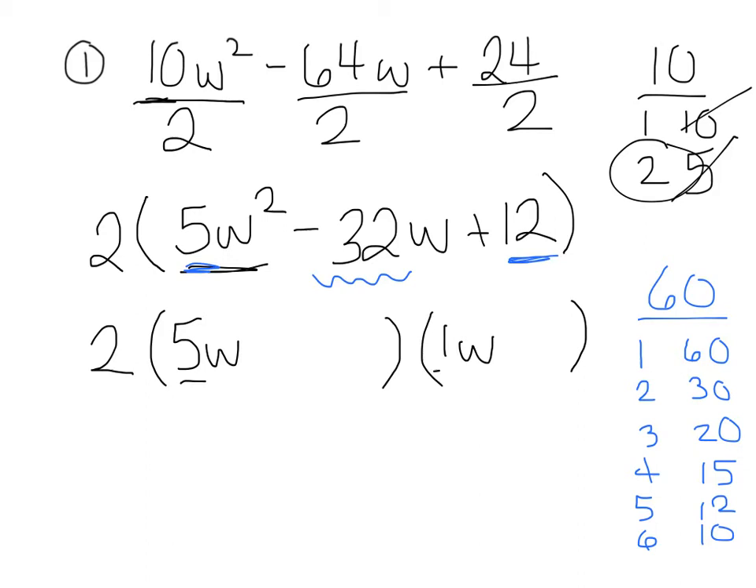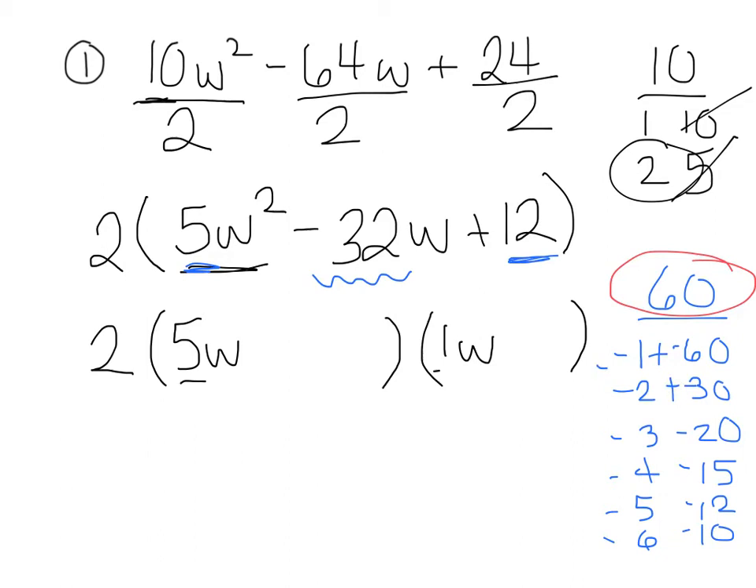So now I need factors of 60 that add up to a negative 32. So for it to add up to a negative, I know at least one of my terms has to be negative. And since 60 is positive, I know both the terms need to be negative, because you either need to have both terms negative or both terms positive for them to multiply to a positive number. So now I need 2 of the terms that add up to 32.